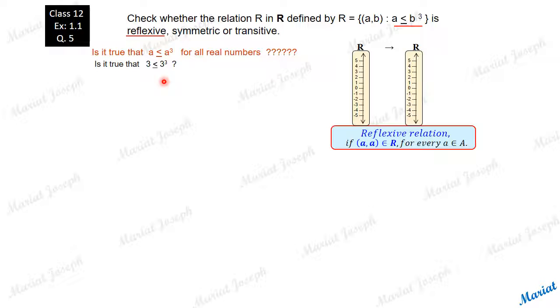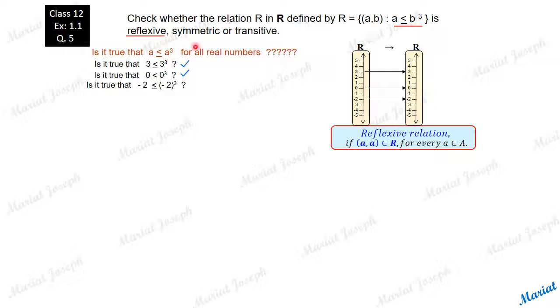Is it true that 3 is less than or equal to 3 cube? Yes, 3 is less than or equal to 27 is true. So (3, 3) can be included in this relation. Is it true that 0 is less than or equal to 0 cube? Yes, 0 is less than or equal to 0 cube, which is 0. This also turns out to be a true statement. So (0, 0) can also be included in this relation.